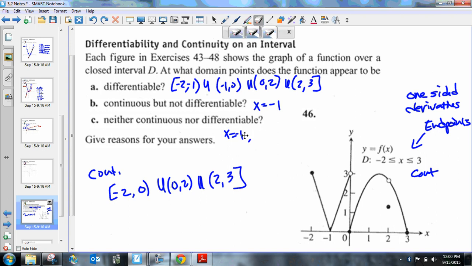Where are we not continuous? Okay, and so if we're not continuous, we're not differentiable. So that would be at x equals 0 and x equals 2. Okay, that's where we're not continuous. All right, let's take a look at the last one.